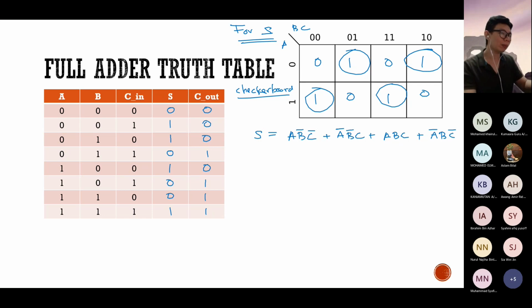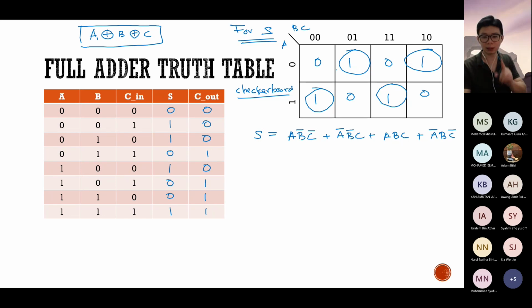to, easy. If you have a checkerboard pattern, you can simplify it to this. So anytime you see a checkerboard pattern, you can simplify it to the 3 inputs XOR together. 3 inputs, you XOR them together.